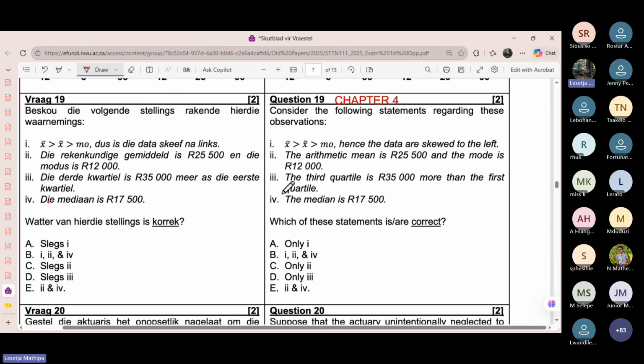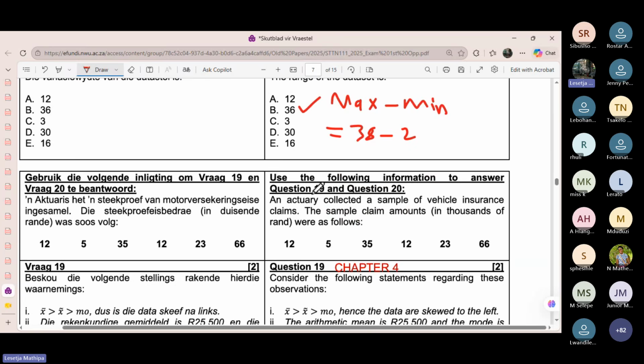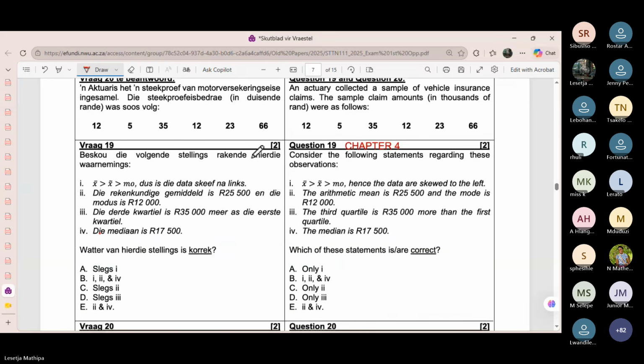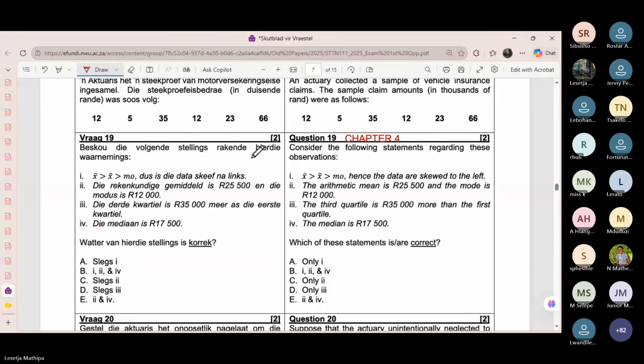Anyone with question 19? I'm going to give you maybe 3 minutes to do this one, even 2 minutes. We can't see the values. Okay, let me do this. Can you see now? Yes, thank you.